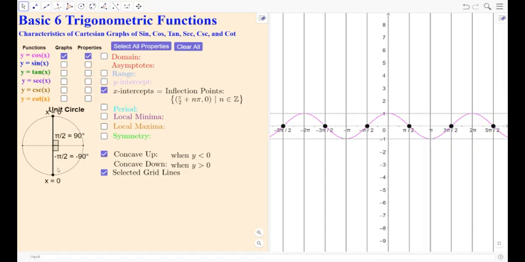If we take negative pi over 2, the graph is increasing here and hitting the x-axis, and it's an inflection point. If we add 2 pi to that, we're at 3 pi over 2. If we subtract 2 pi from that, we're at negative 5 pi over 2, and so forth. If you put all those together, we actually get pi over 2. Since these are just pi apart and these are pi apart, they're all just pi apart.